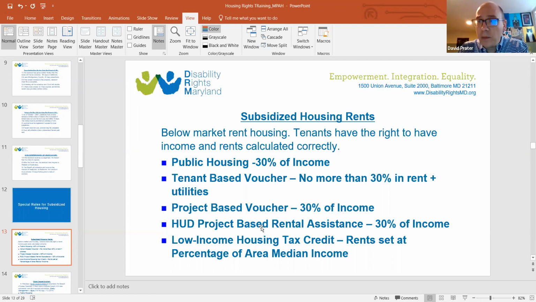Low-income housing tax credit properties are a little bit different. The rents are not based on a person's income, but rather as a percentage of area median income. And what landlords are looking for during recertification is whether or not a tenant income qualifies. And so they have to be below a certain percentage of area median income. And so sometimes there can be disputes about whether the tenant is actually below the area median income.